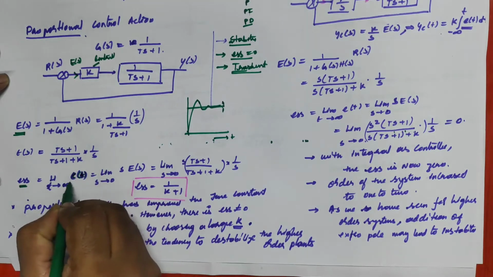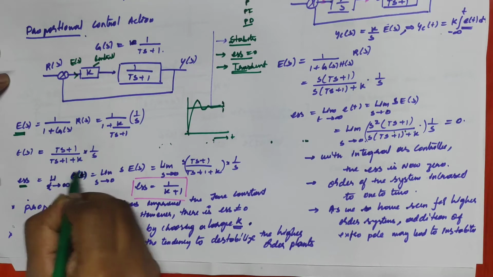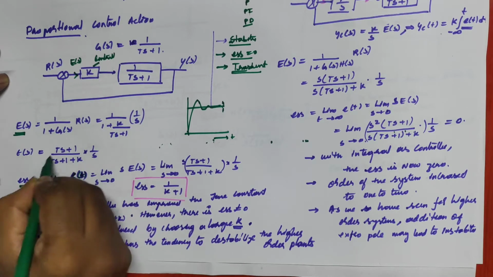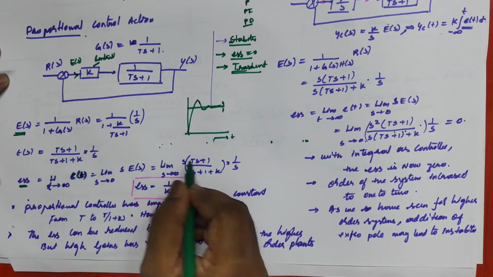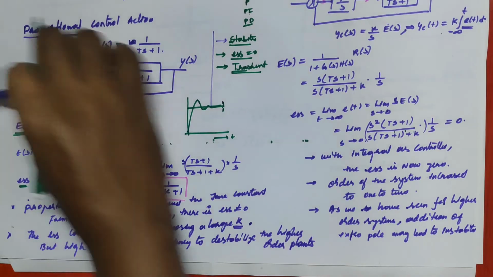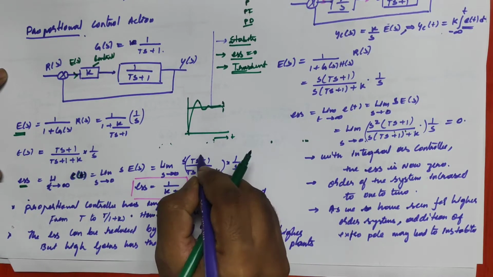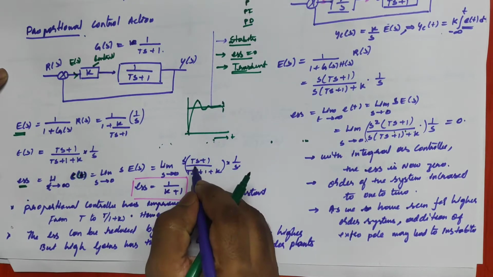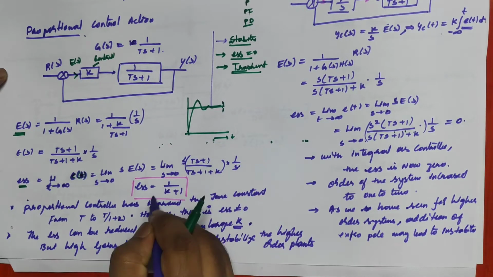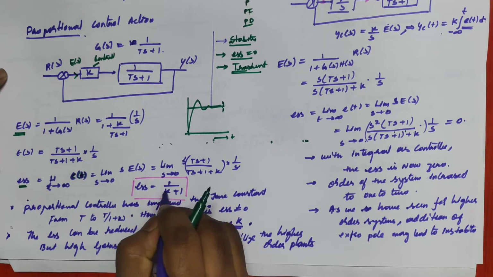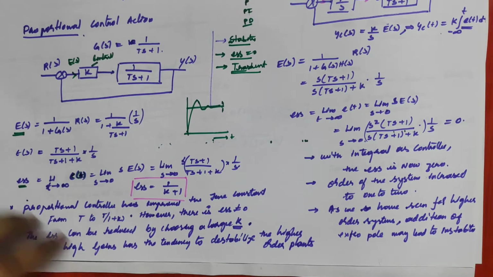We are using the final value theorem: limit s tends to 0 of s times E of s. We substitute the E of s here and cancel the s, and if we substitute s equal to 0, these are all mathematics, we obtain something called the steady state error, 1 by K plus K1.